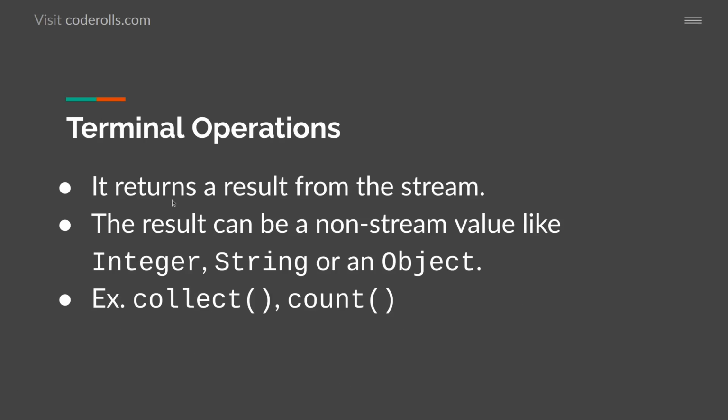We have seen the intermediate operation. Now we are seeing the terminal operation, and the word terminal means an ending operation. So it returns a result from the stream. Basically, a terminal operation will return a result from the stream, and the result can be an integer, an object or a string. It can be anything. The examples for terminal operations are collect, count, get. These methods are examples of terminal operations. Let's move to the example once again.